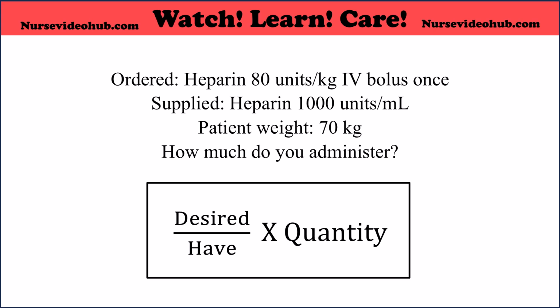The medication ordered is heparin 80 units per kilogram, IV bolus once. The medication supplied is 1,000 units per milliliter. The patient's weight is 70 kilograms. We'll use the formula to determine the correct dosage.